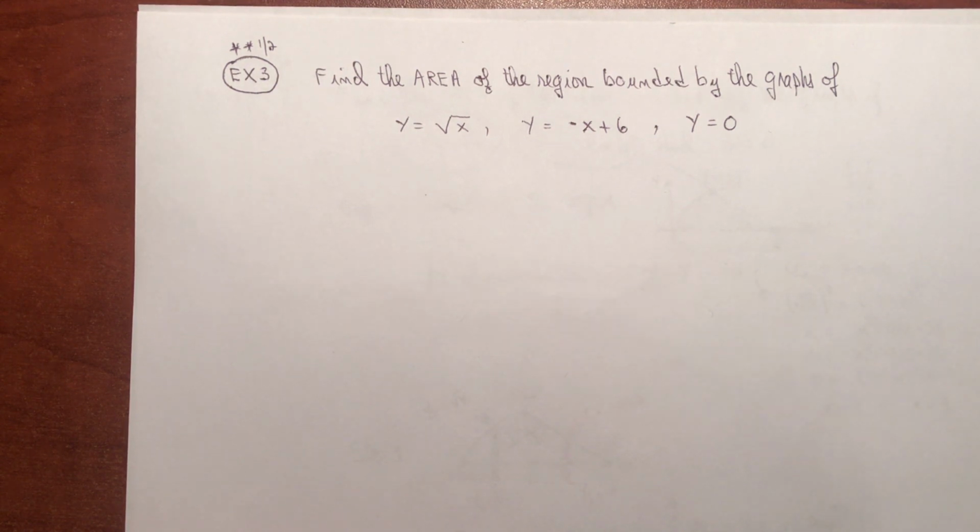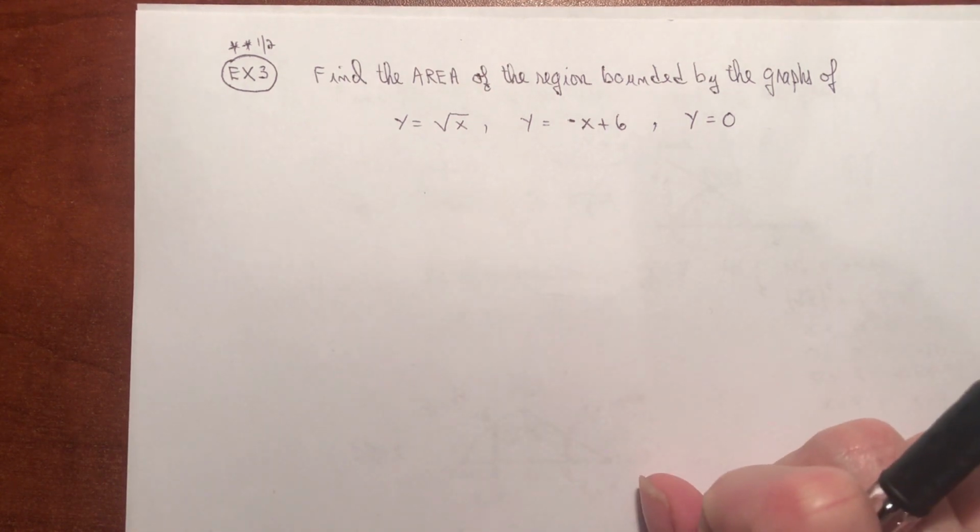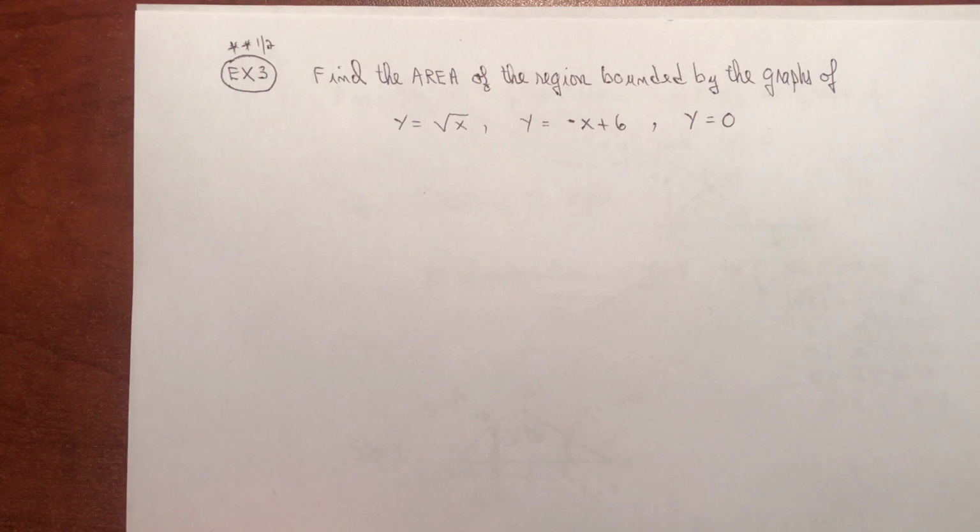So what I want to do with you today in this short video is to solve yet another problem on how to find the area of a certain region bounded by certain curves. So here's example 3, 2.5 stars to complete the section. So challenging, but not incredibly difficult either. And it goes like this. Find the area of the region bounded by the graphs of y is equal to root x, y is equal to minus x plus 6, and y is equal to 0.